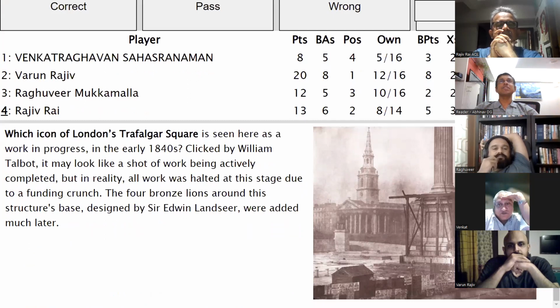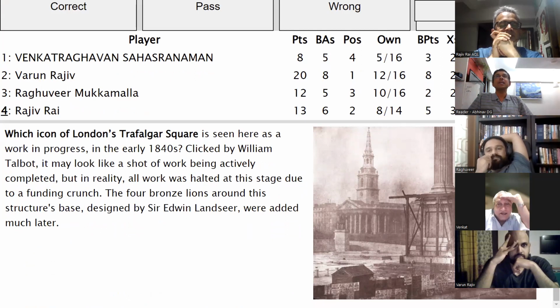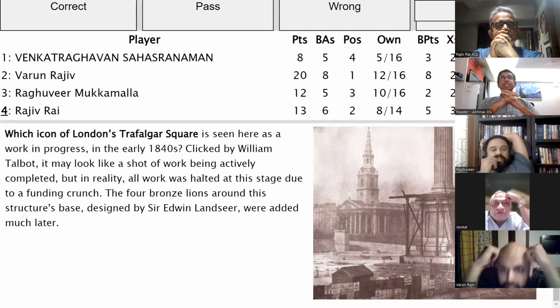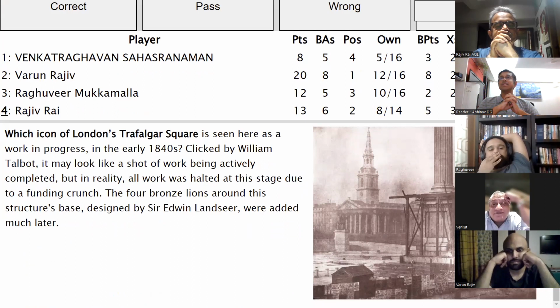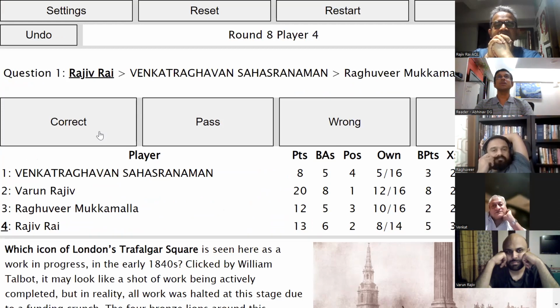All right, last two questions of the evening, and let's see if Rajiv can seal his second place. Which icon of London's Trafalgar Square is seen here as a work in progress in the early 1840s? Clicked by William Talbot, it may look like a shot of work being actively completed, but in reality, all work was halted at this stage due to a funding crunch. The 4 bronze lions around the structure's base, designed by Sir Edwin Landseer, were added much later. Nelson's column. Nelson's column is correct.